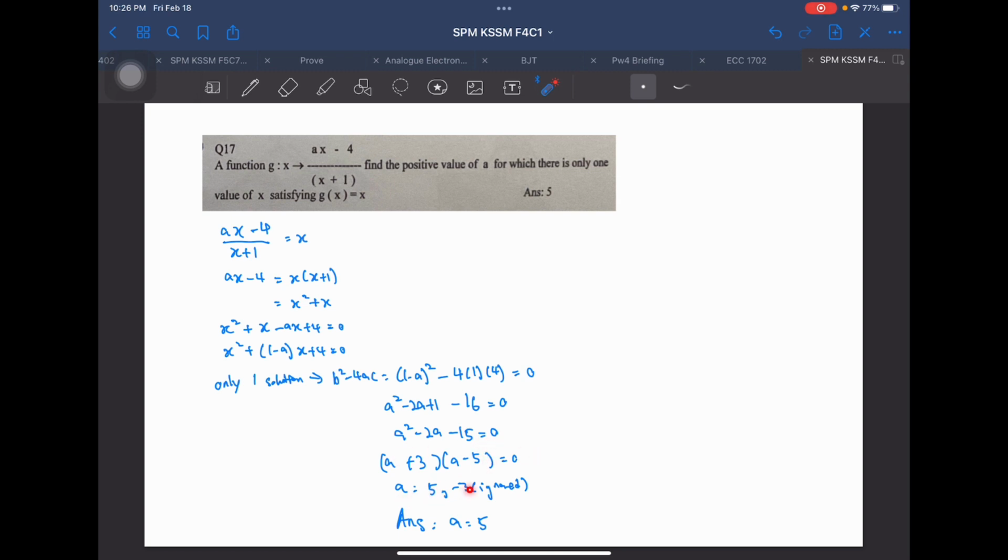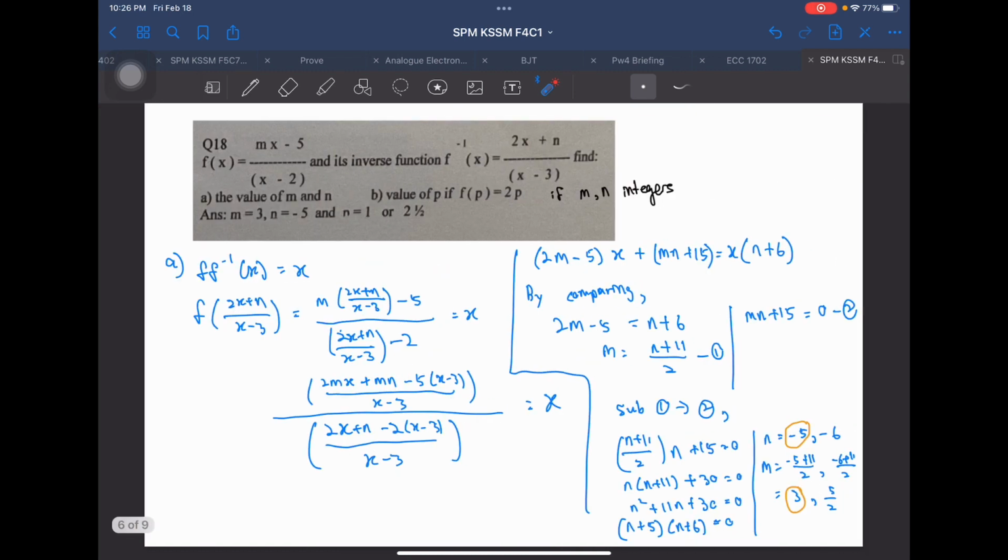But since it says that a can only be positive, the negative value is ignored, and the answer is a equals 5. Let's move on to the third question.